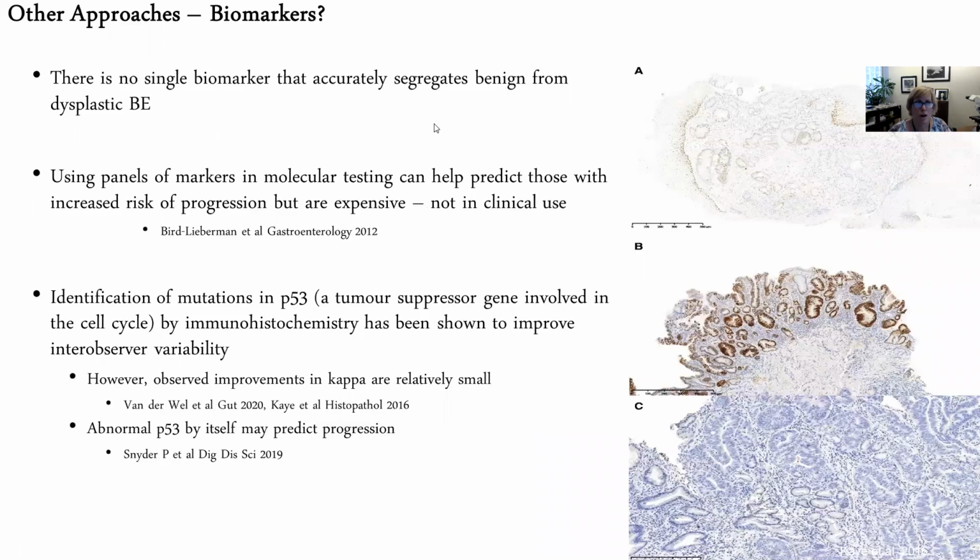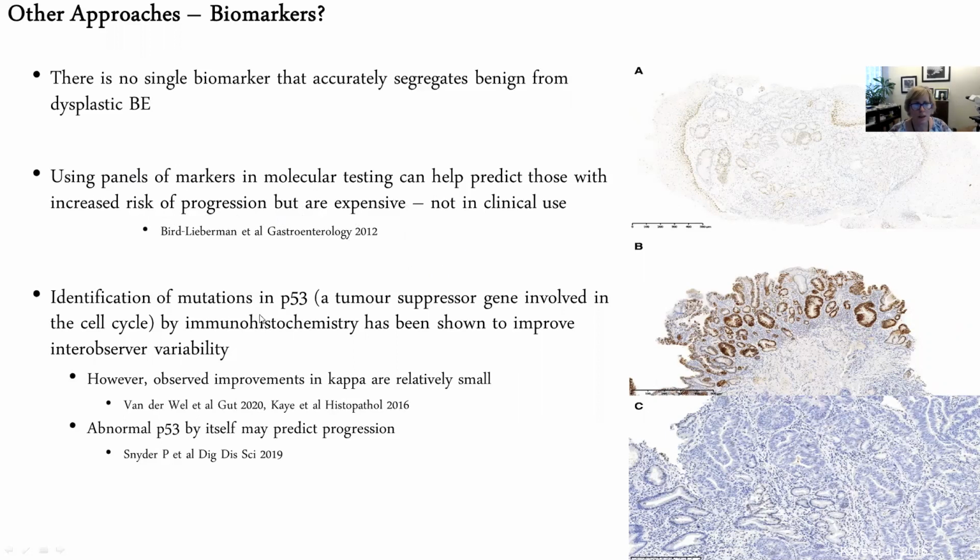Another approach is to look at biomarkers, and unfortunately, Barrett's dysplasia and Barrett's adenocarcinoma are among the most highly molecularly variable of all cancers in the human body. There's a huge variety of mutations that occur, so there's no single biomarker that accurately segregates benign from dysplastic or dysplastic from malignant Barrett's esophagus. There are molecular studies using panels, which can help predict those that have risk of progression. But these are quite expensive and have not yet made it into clinical use. And this is Rebecca Fitzgerald's group, which has done a lot of work in this area.